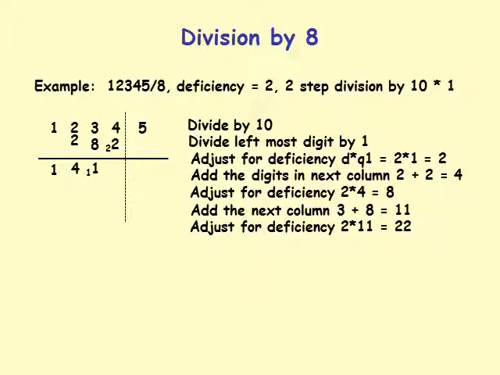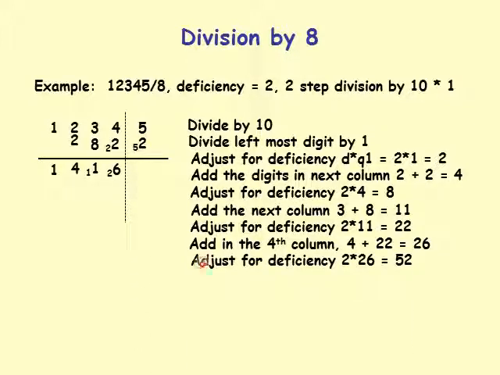Okay. Let's continue here. Now we are going to add twice as much, 2 times 11, which is 22, to the next dividend position. Okay. So I got 26 here, 2, 6 in this position. That's my quotient now. So I'm going to add 26 times 2 to the next dividend position. So adjust for deficiency, which is 2 times 26 is 52. We add that to the last dividend position. Okay. So there I got 57 in the remainder column now. So that's what we got.